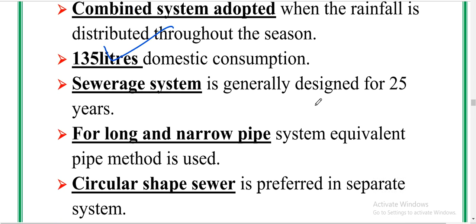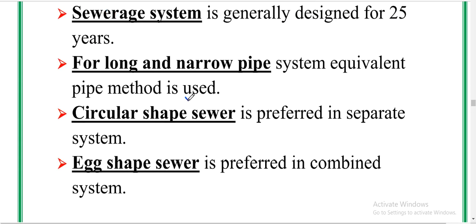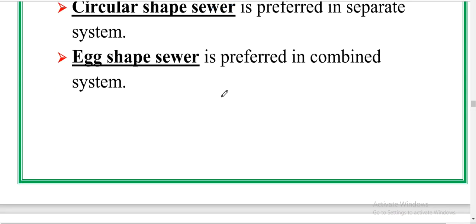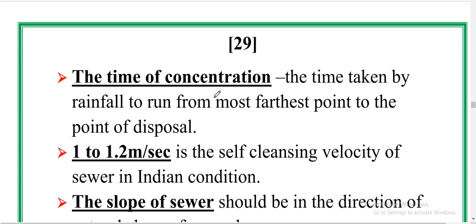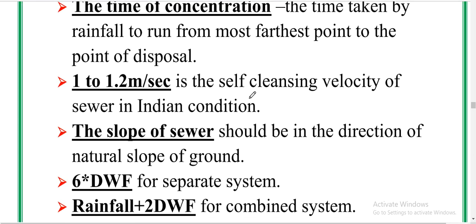Then the sewer system is generally designed for 25 years. For long and narrow pipes, the equivalent pipe method is used. Circular shape sewer is preferred in separate system. Egg-shaped sewer is preferred in combined system. Okay. The time of concentration is the time taken by the rainfall to run from the farthest point to the point of disposal. 1 to 1.2 meter per second is the self-cleansing velocity of the sewer in Indian conditions.